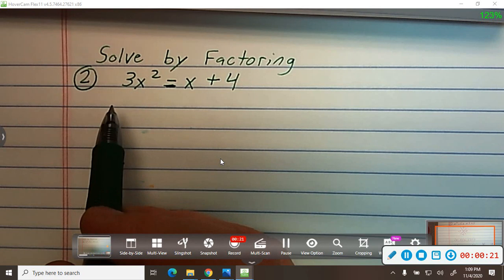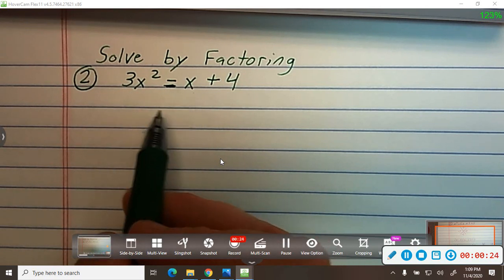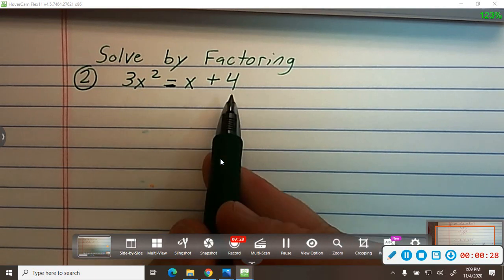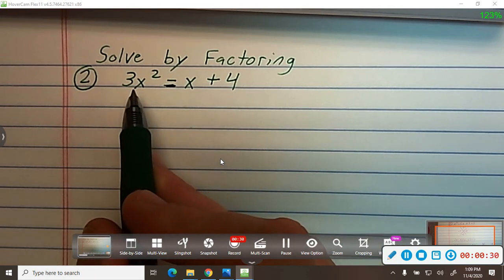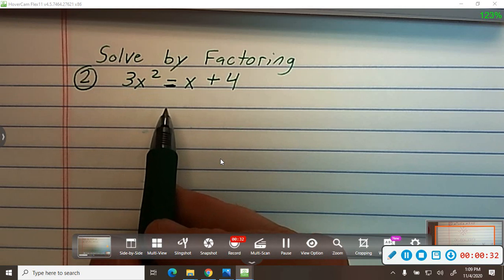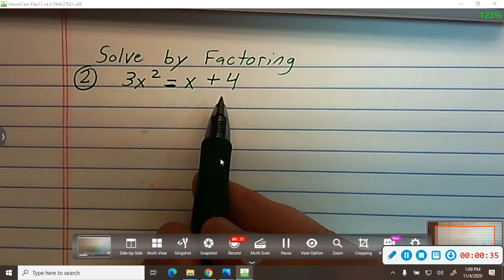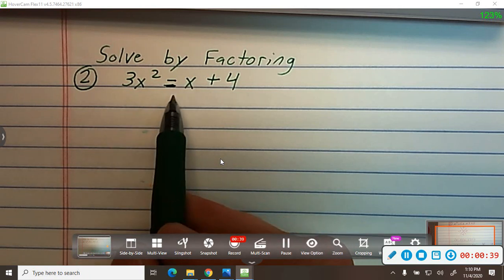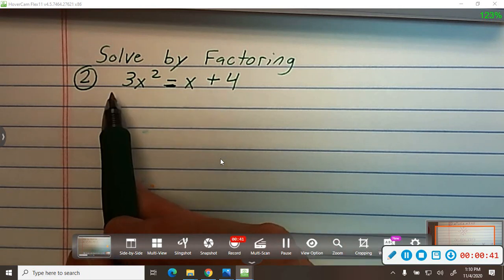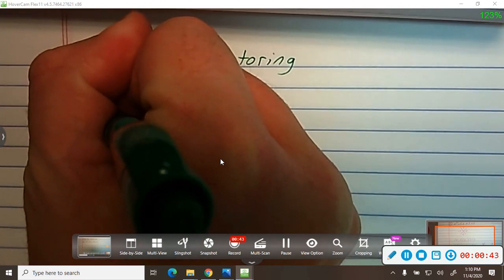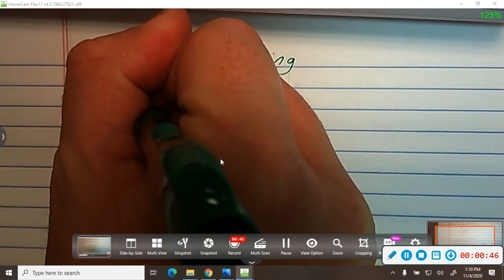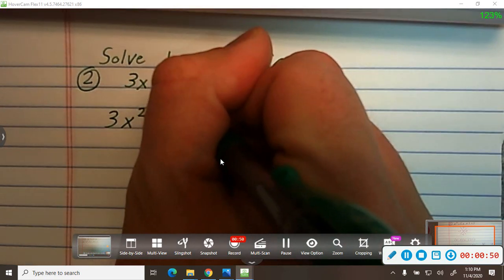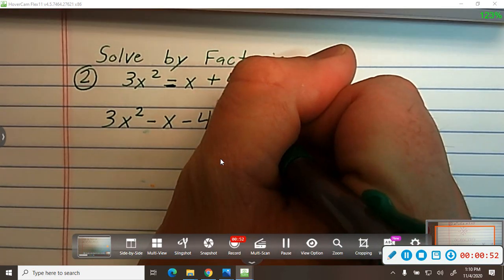So the first step, in order to factor, you need to move everything to one side. So I'm going to move the x over, that makes it a negative x. I'm going to move the 4 over, that makes it a negative 4. And if you want to write that down, minus x, minus 4, you can. I usually just think of it, if you move it to the other side, you change the signs. So now I get 3x squared minus x minus 4 equals 0.